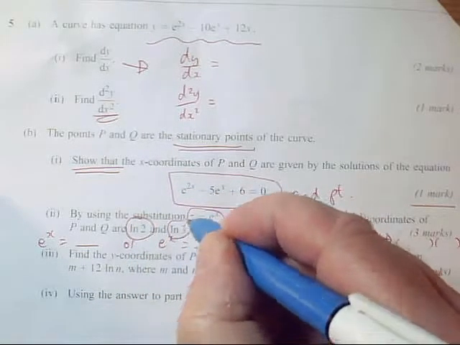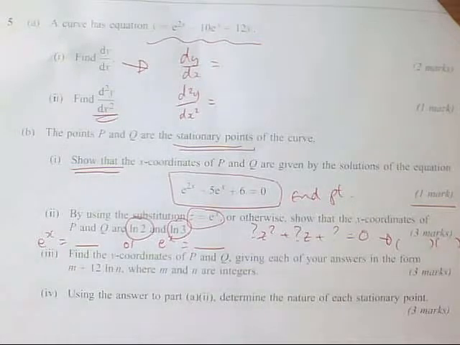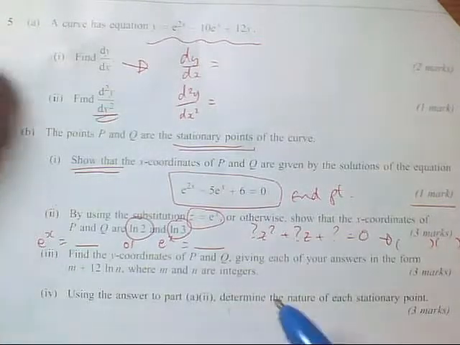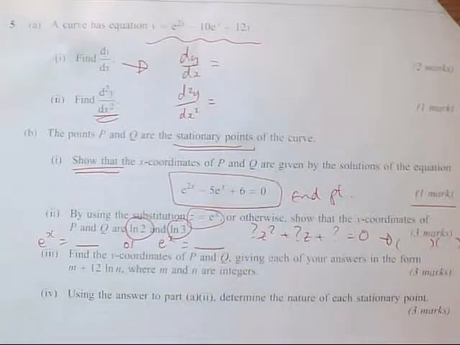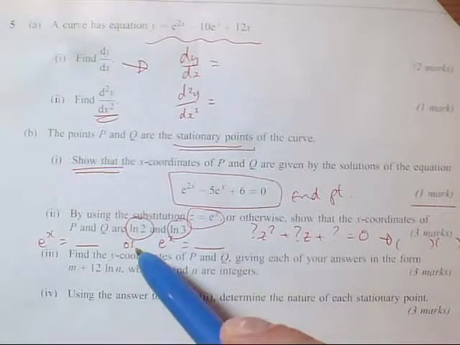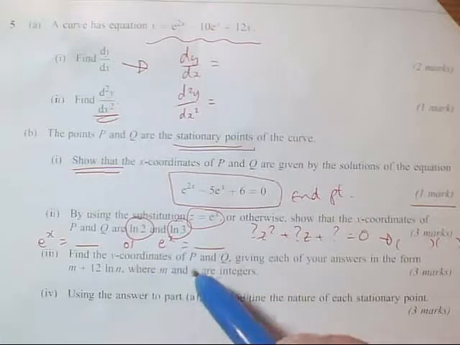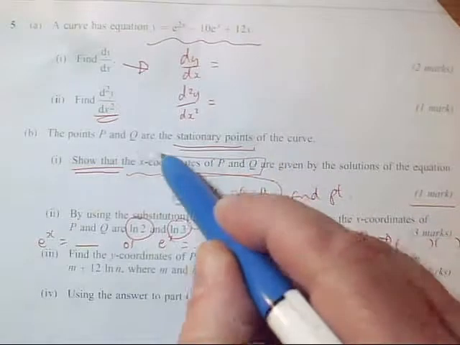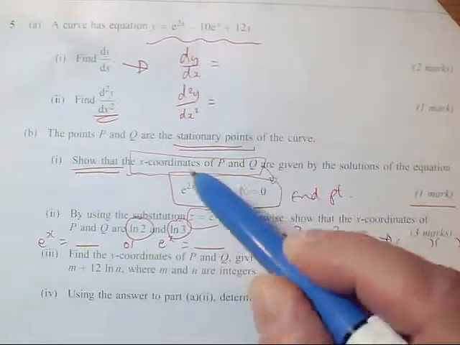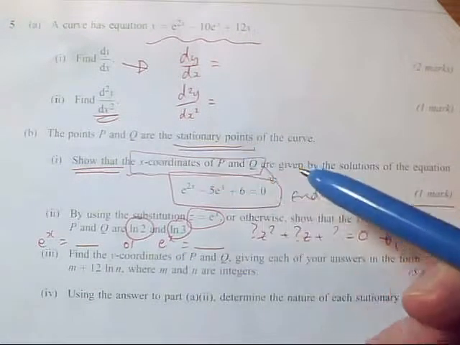Notice they are given in exact form as lns, which is what you would normally do. If they didn't give you the form of the answers, that's what you're expecting to do, to give exact answers in this kind of question. Okay, so we've got the x coordinates of p and q, because that's what the equation was for. So this equation was all about the x-coordinates of the stationary points.